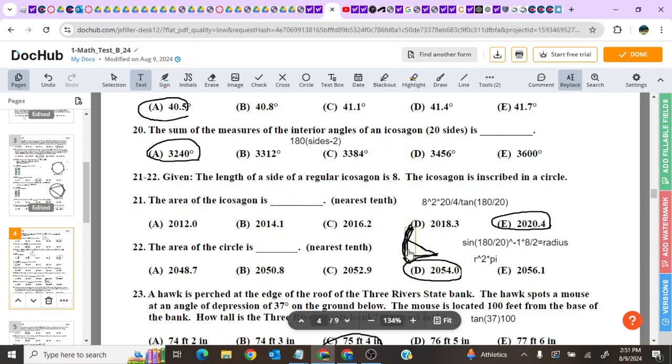This is the entire side of the triangle, and the radius of the circle is the length of the hypotenuse that would be formed. So basically cosecant, or sine of 180 over 20, to the power of -1, times this side right here, which is going to be half of the entire side because it's double-sided. So inverse that value, multiply it by 8, divide by 2, and that'll get you the radius of your circle. Then once you have that, radius squared times pi gets you 2054.